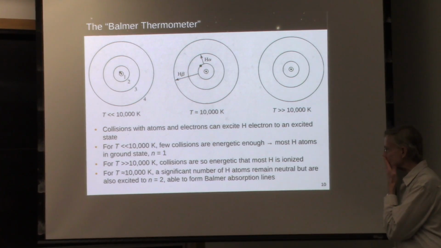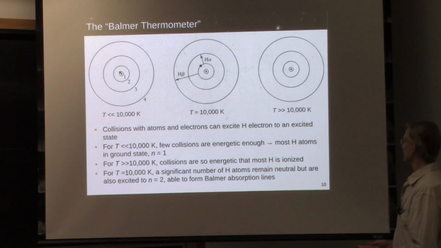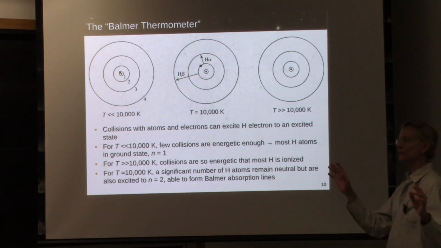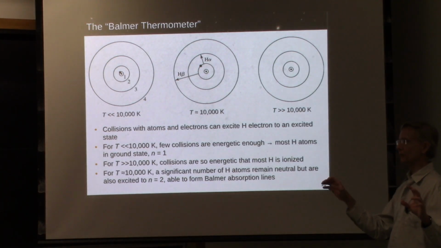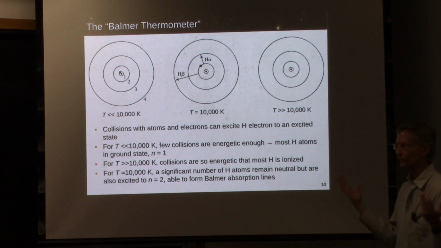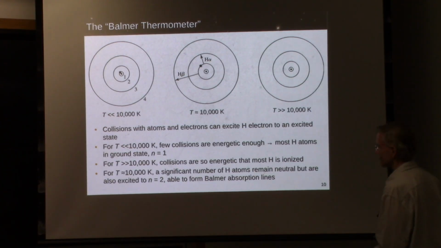So then she went to a star where the temperature was a lot more than 10,000 Kelvin, and that star was too hot. The collisions were so energetic in those stars that the hydrogen is basically all ionized. Very few hydrogen atoms are neutral where they can make spectral lines, and so the Balmer lines are also very weak in such stars. So Goldilocks is like, dang it.